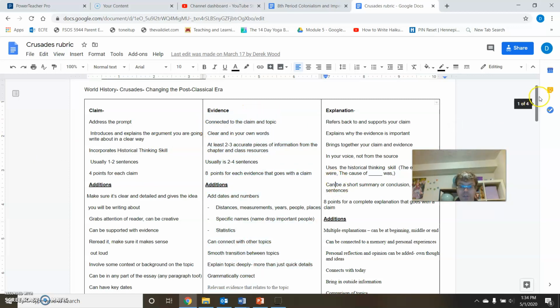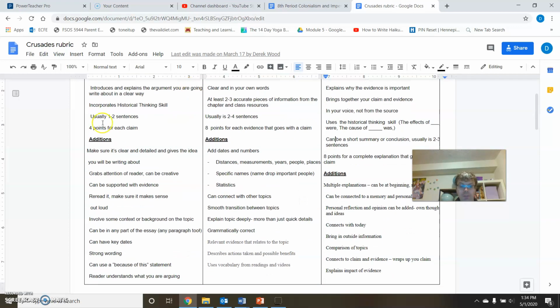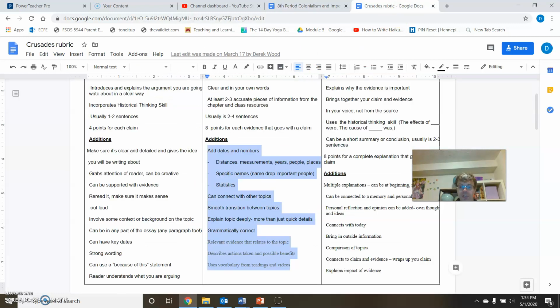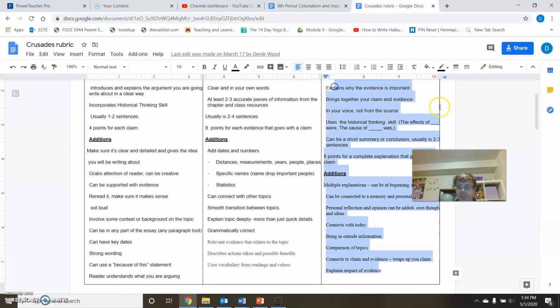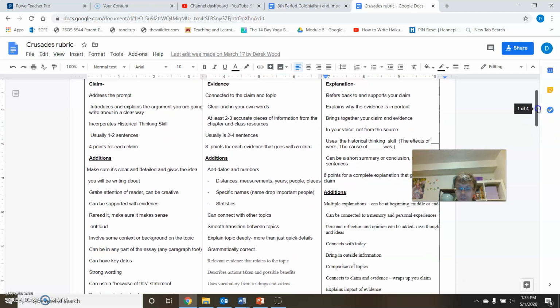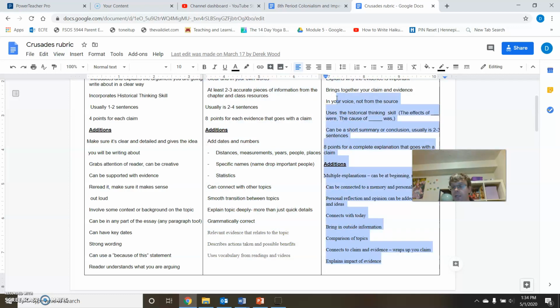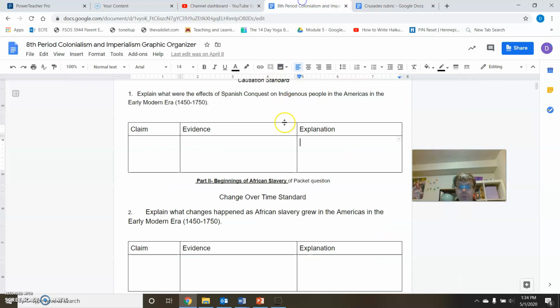Your evidence needs to be connected to your claim in your own words. You need at least 2 or 3 accurate pieces of information from the chapter, dates, all these specifics that we've talked about before. Put those into your class graphic organizer. And lastly, we need an explanation. If we make connections, if we do some things that are more original and more creative, like we've talked about throughout the year, outside information, connections to today, connections to another chapter, something else we learned about, perhaps bringing in some things from the Columbian Exchange from our last chapter, or what the Spanish learned from the Muslims could go in there. Those things can go in for your explanation.